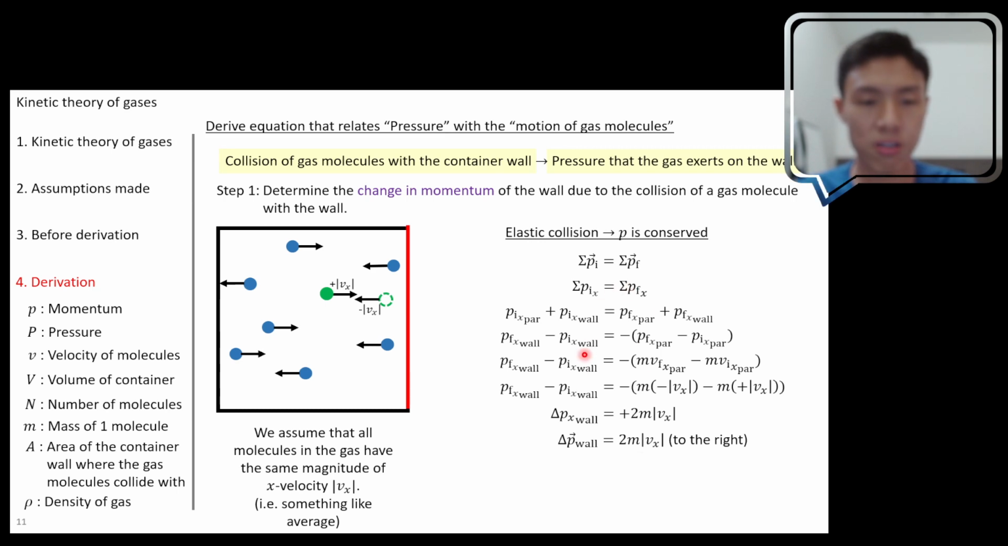From the result of this derivation, you can see that the change of momentum experienced by this wall is equal to 2 times the mass of the molecule multiplied by the speed of the molecule. So this is 2 times the momentum of the gas molecule, which equals the change of momentum experienced by the wall. But this is the change of momentum due to one single gas molecule only. Later, we need to determine how many gas molecules will be hitting the wall per unit time, and from there we determine the total change of momentum. Okay, so this is step 1.